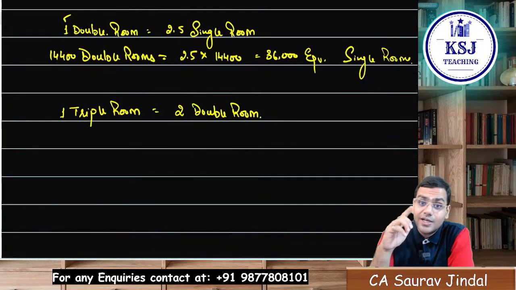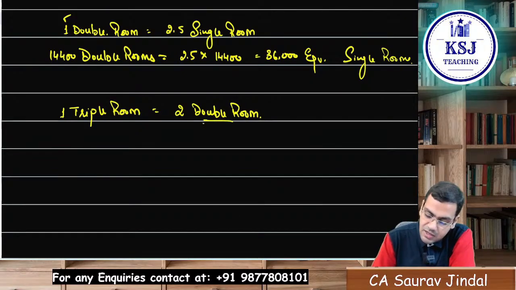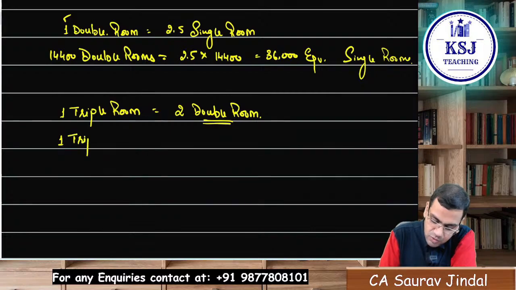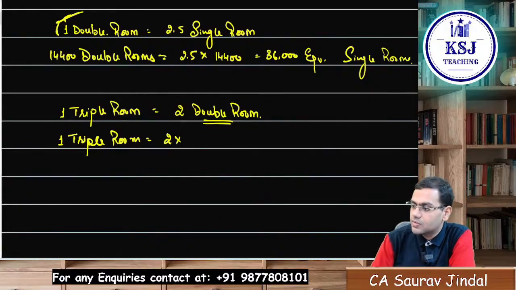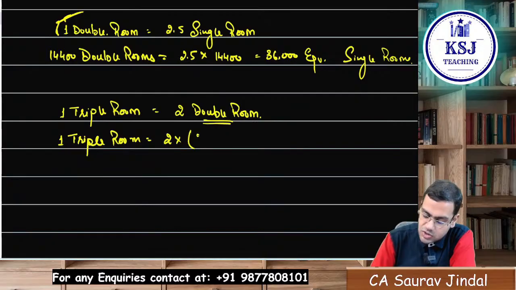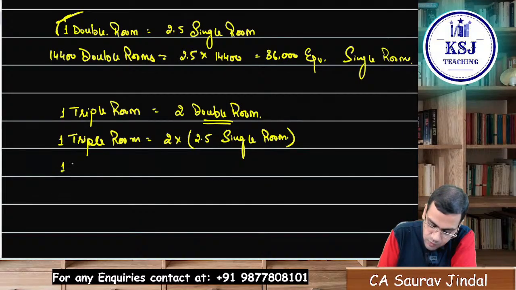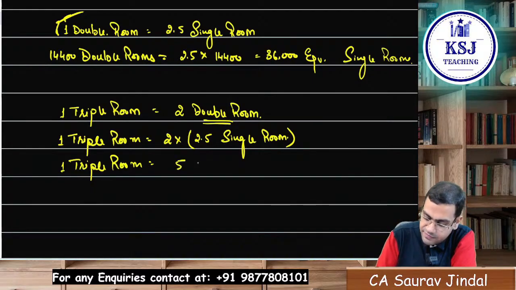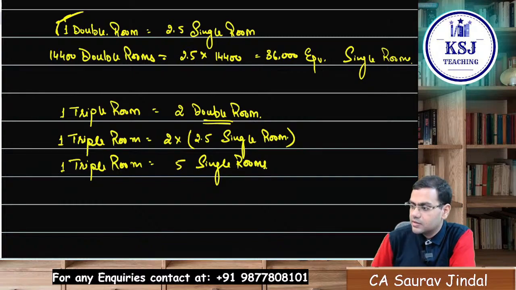Now I want to convert it into a single room. Now one double room is equivalent to what? One double room, I'll substitute this now. Can I say one triple room is equal to 2 times, I will substitute this double room value, which is 2.5 single rooms? I can substitute this value easily, right? So from here what I get is one triple room is equal to 5 single rooms, right?